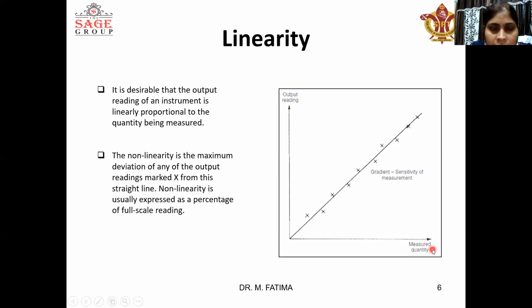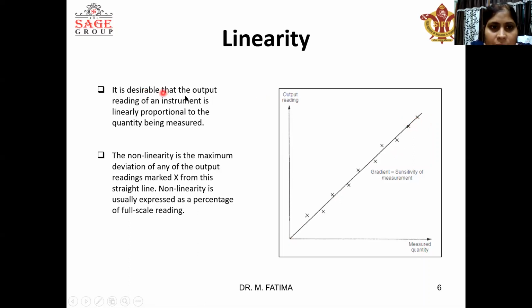This is linearity. If I'm talking about whether an instrument is linear or not, what am I saying? I'm saying that output is proportional to the input. So if I draw the diagram between the input and output, a straight line will be plotted. So this shows the linearity of the instrument.